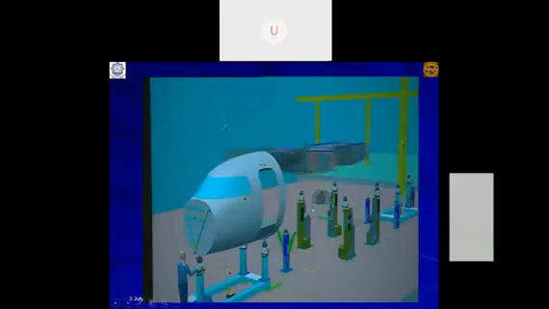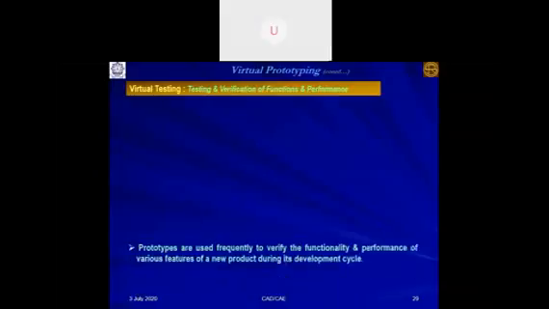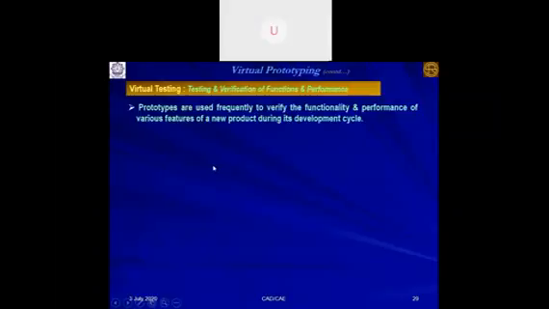So next I would like to explain the third most important function of virtual prototyping, which is virtual testing. That means testing and verification of the function and performance at the digital level. Prototypes are used frequently to verify the functionality and performance of the various features of a new product during its development cycle.